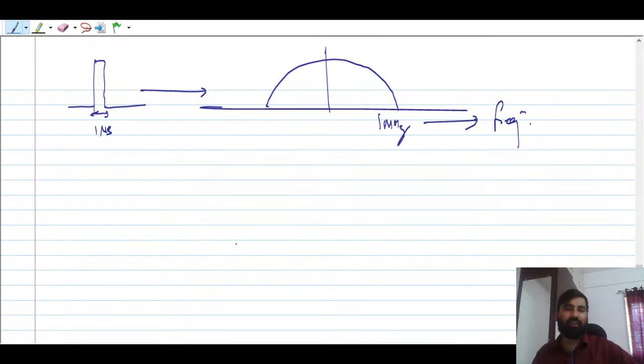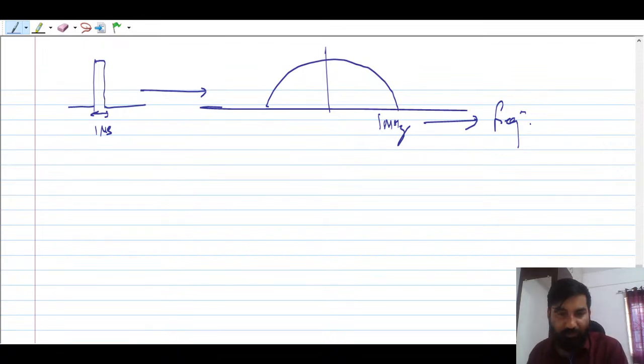Okay, 1 megahertz. Please remember this. So time limited, it is narrow here, right? Narrow in time domain, and the bandwidth is going to be more in this case. So I think this is clear how to find the bandwidth of a signal. You can easily find out the bandwidth of a signal.